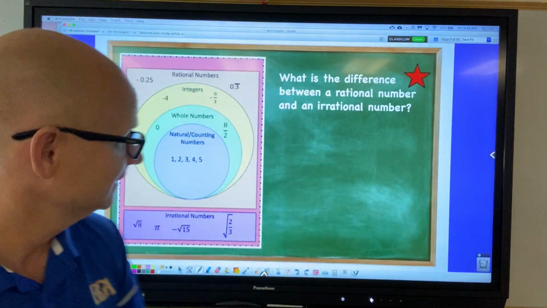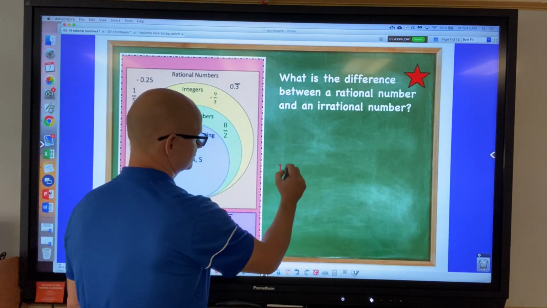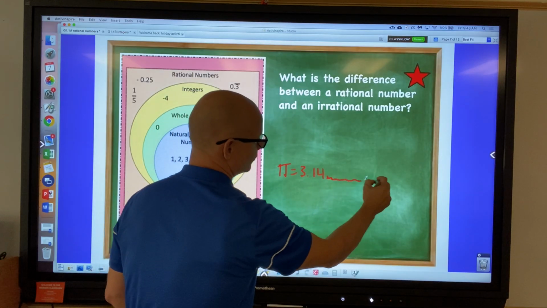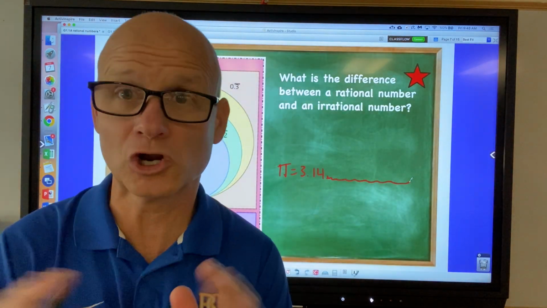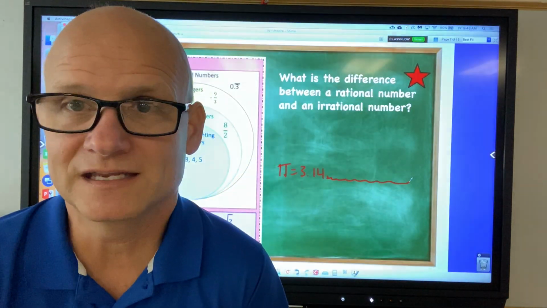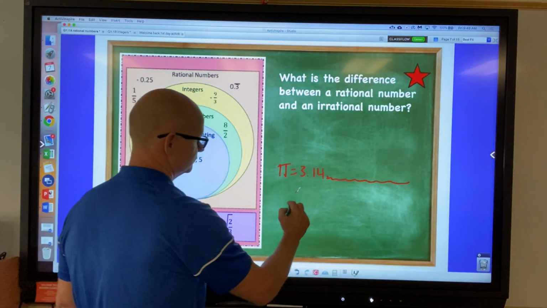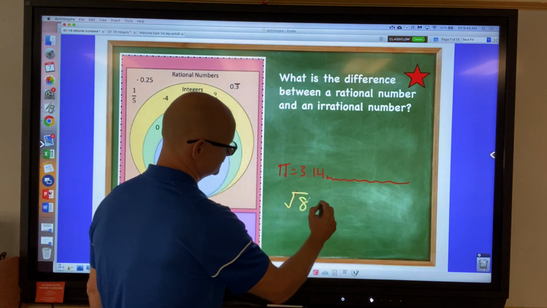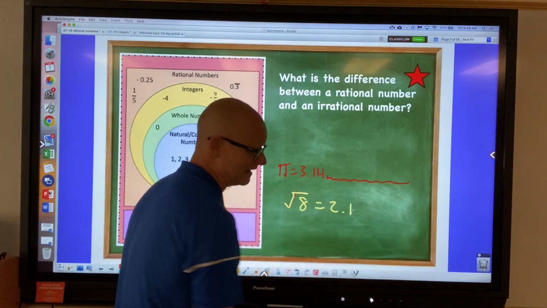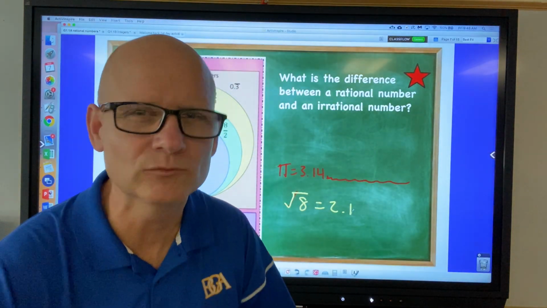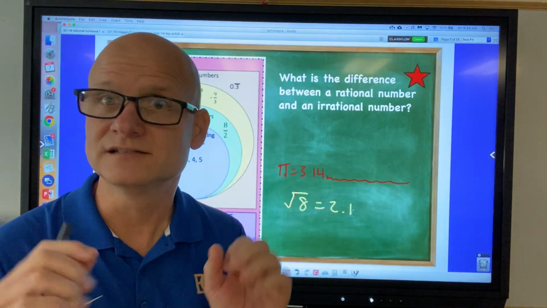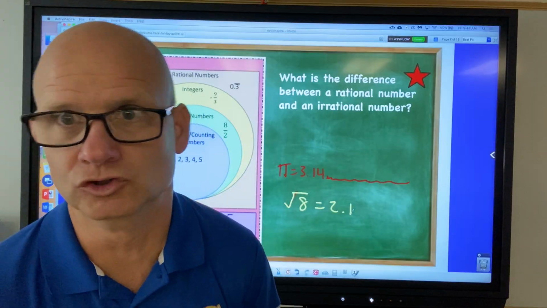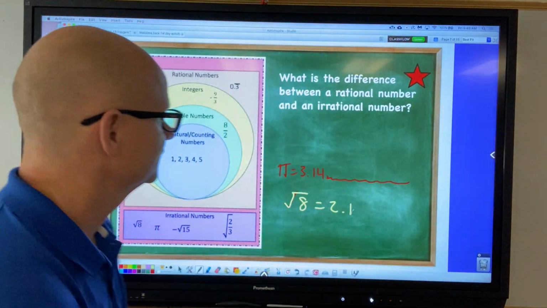Because if you write down pi, it equals like 3.14, and then it just keeps going and going and going. It never terminates and it never repeats. For example, if you found the square root of 8, I really don't know the exact number, but it's probably like 2.14672. Doesn't terminate, doesn't repeat. So those are irrational. Okay, so I hope that makes sense.